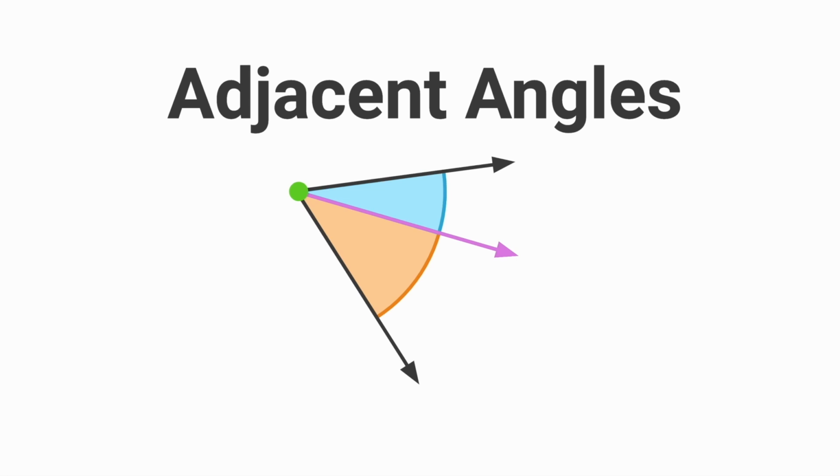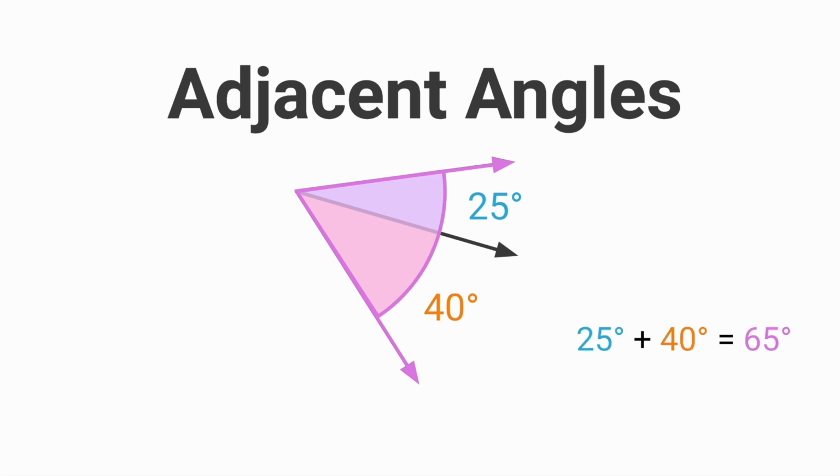The size of an angle depends on how far you have to rotate one ray to reach the other. Angles are measured in degrees. The orange angle measures 40 degrees and the blue angle measures 25 degrees. Do you see how the two adjacent angles also form one larger angle? Well, the measure of this larger angle is actually equal to the sum of the two adjacent angles. 25 degrees plus 40 degrees is 65 degrees. So that means that the measure of this large angle is 65 degrees.